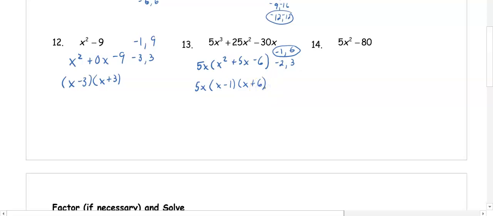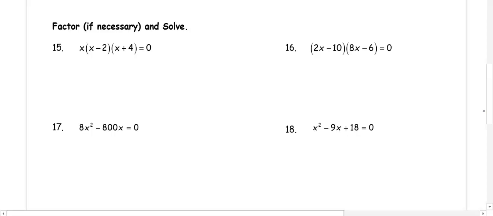In number 14, we have 5x squared minus 80. So our GCF here is 5. So we're going to divide both by 5. So we have x squared minus 16. So numbers that multiply to 16 are 1 and 16, 2 and 8, 4 and 4. We're multiplying to a negative number, so we need one of each sign. And because there is no x term, that means we're adding to 0. So we're going to have 5 times x minus 4 times x plus 4.